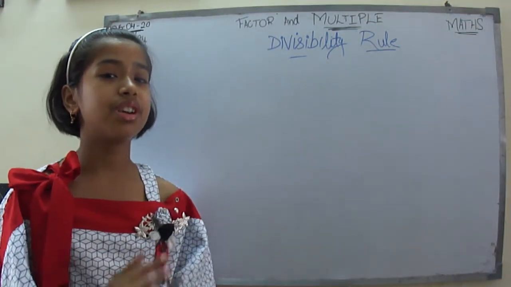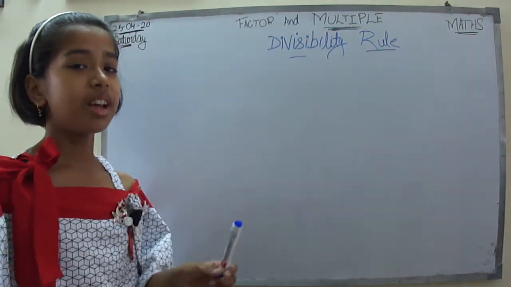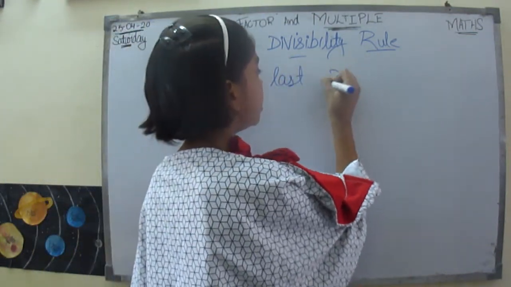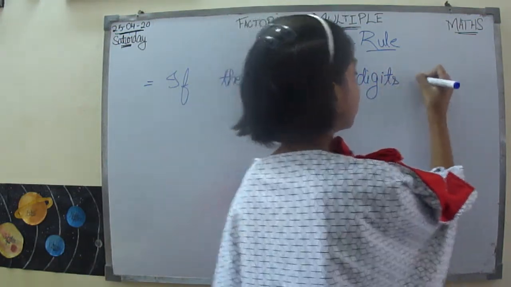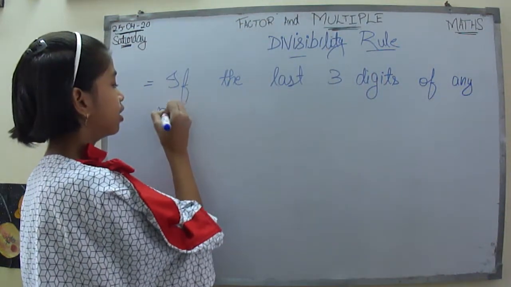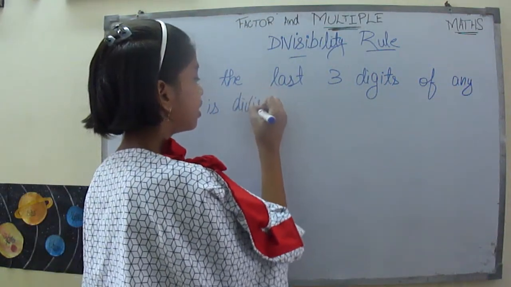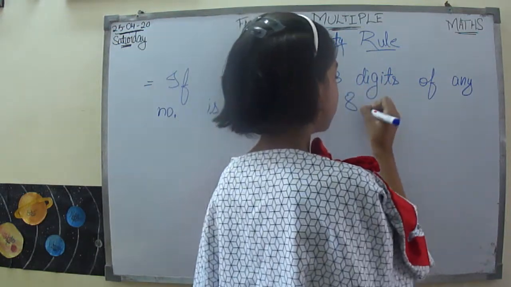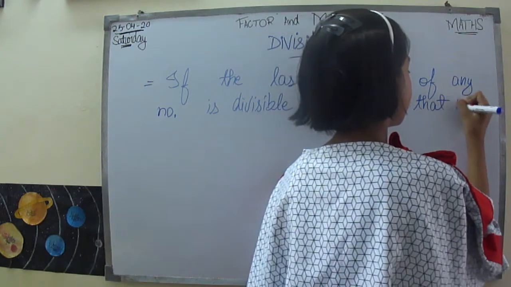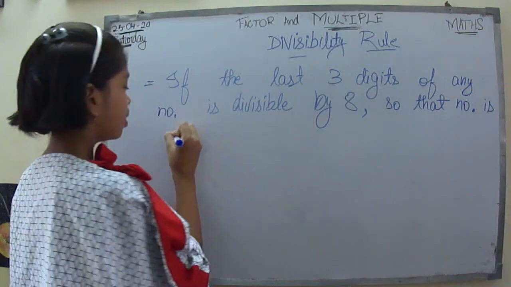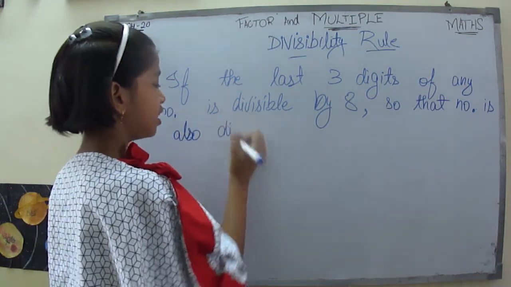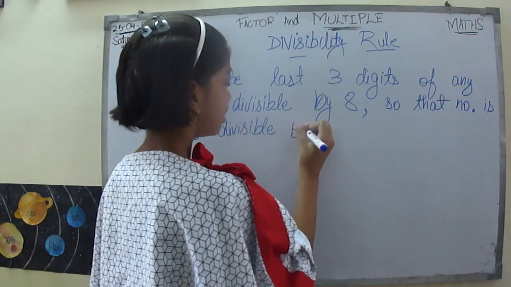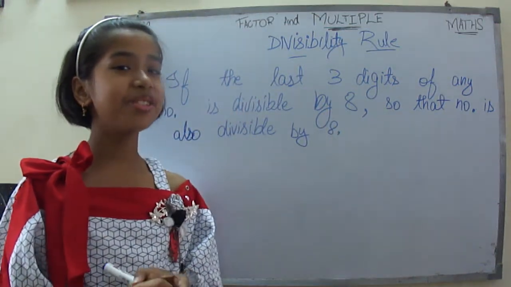So, what do you have to look at? In the first way, look at whether the last 3 digits of any number are divisible by 8. Then that number is also divisible by 8. That whole number is divisible by 8. You can try it and do some examples also.